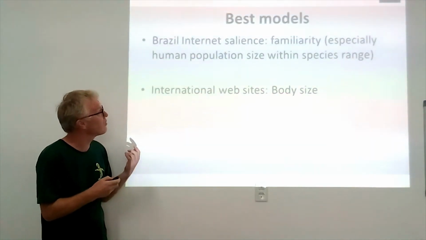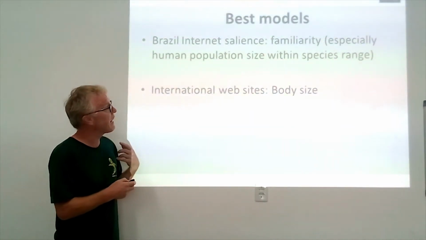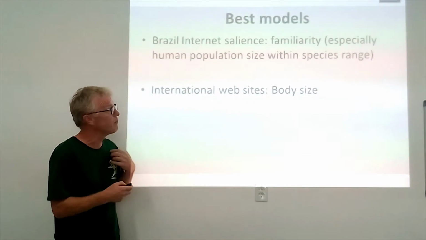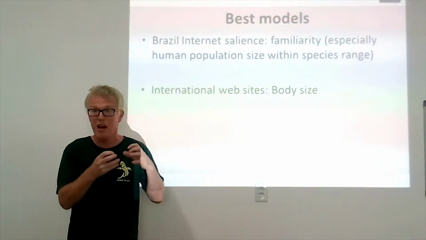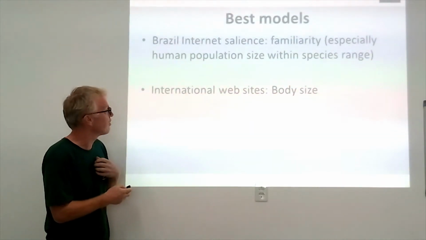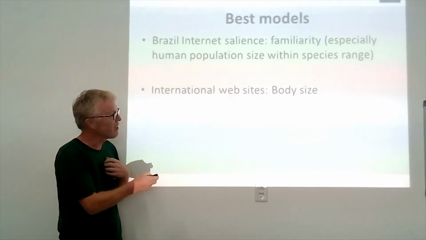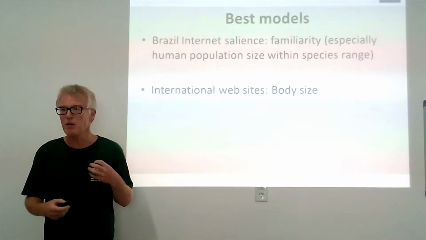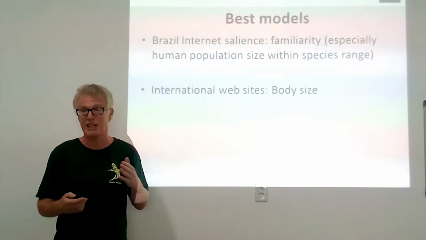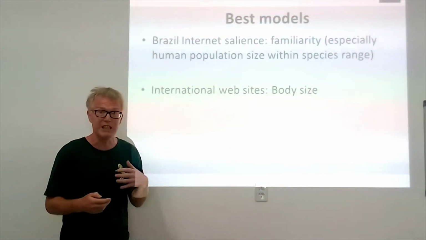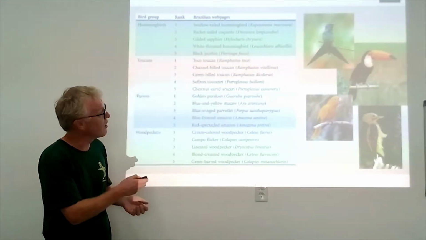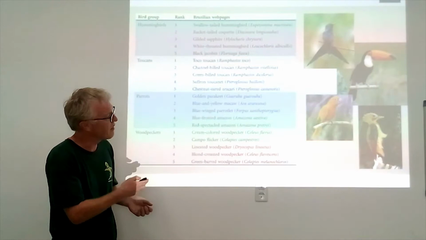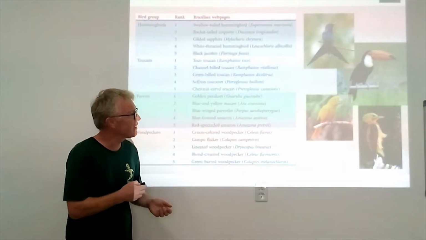Our best model showed that for Brazil, familiarity was the biggest driver, especially human population size or species range. So the more encounters in the physical realm, the more salience in the digital realm. For international websites, as you might have predicted, it was body size. Big birds tended to be overrepresented. Big Brazilian birds were overrepresented. So here are some of our best known Brazilian birds.